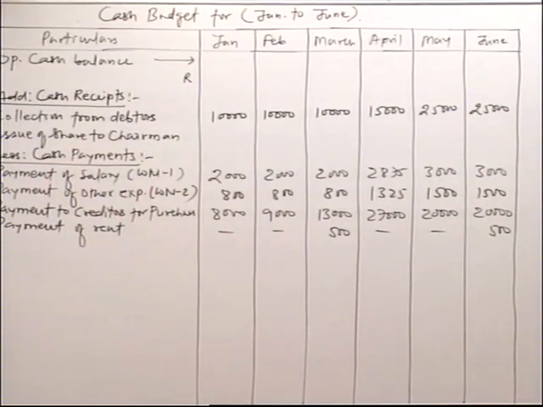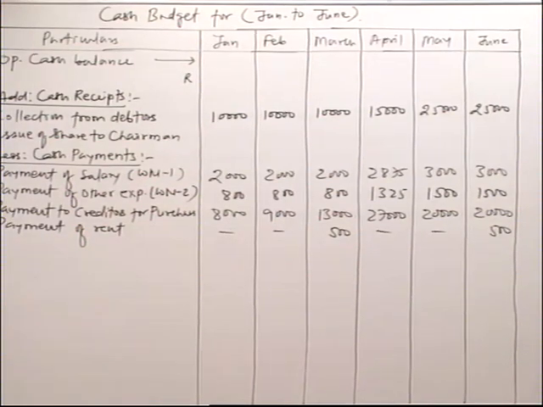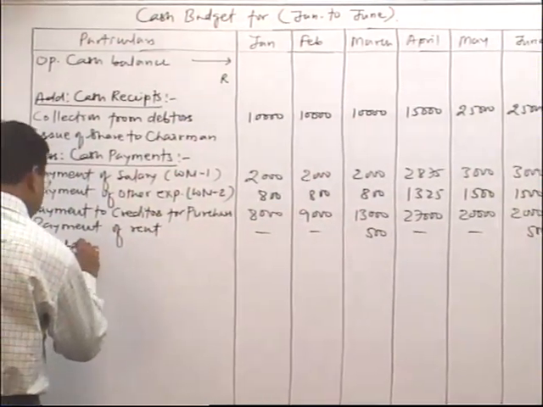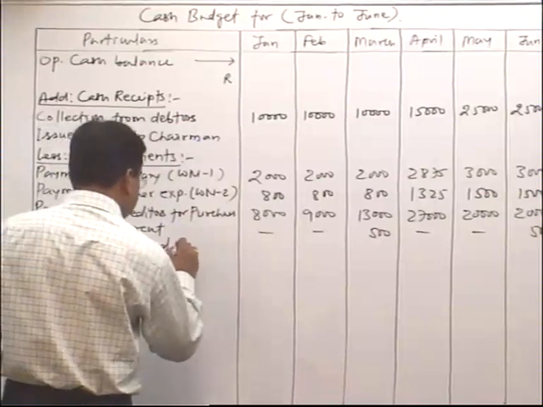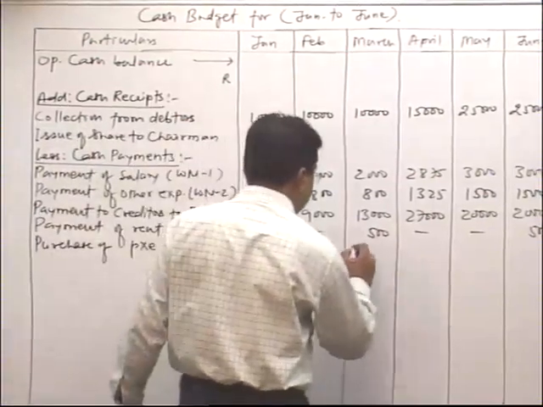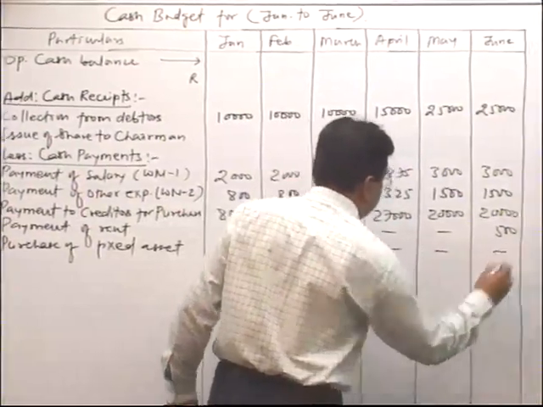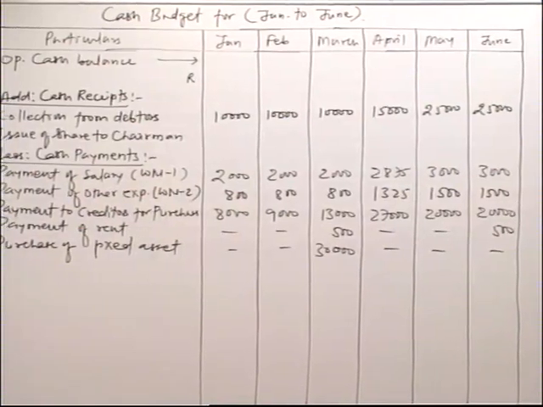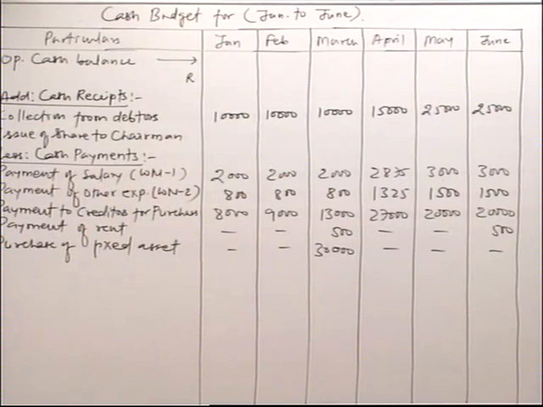and the last payment is for purchase of fixed asset. Please see point number E. New fixed assets are purchased in the month of March worth rupees 30,000. So purchase of fixed asset. By this all the expenses payment is covered. Total there are 5 payments and we have covered all the 5 payments.